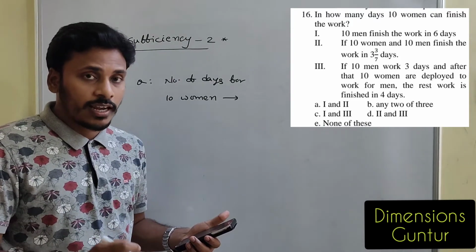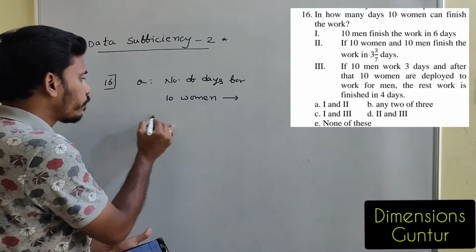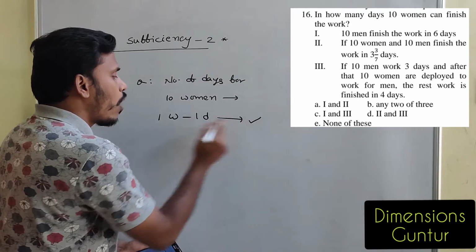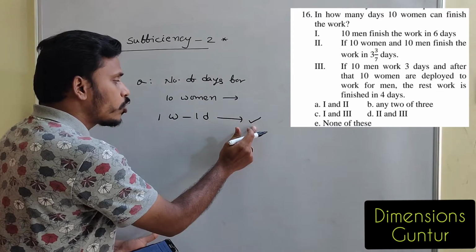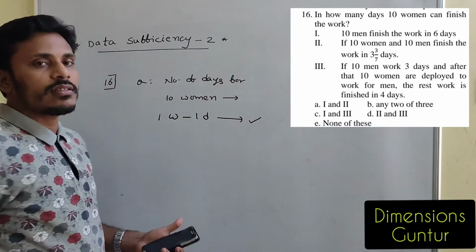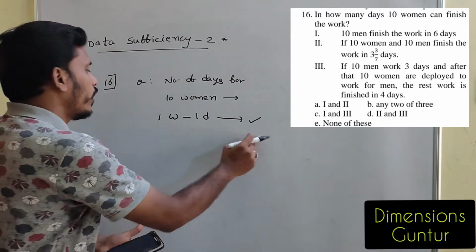Is it right? Once again I am repeating. If you know 1 woman 1 day work, then from this you will get 10 women 1 day work, then from there you will get 10 women number of days. Okay, this is what we need to find.